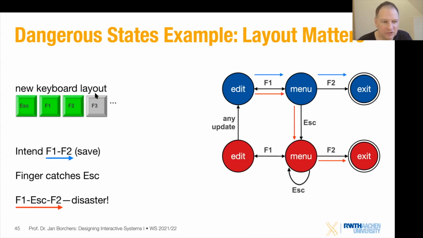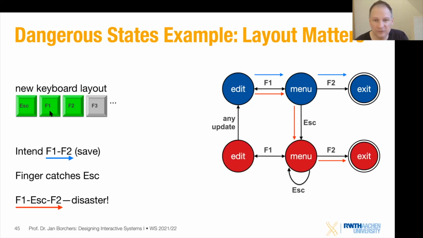But now comes the issue. The new keyboards, and that's probably what you have in front of you on your home laptop too, have the escape key right next to these function keys, right? And with that, we now end up with a dangerous system. Why? Because the sequence F1 to get into the menu state, escape to turn off the save flag, and F2 to exit the program are actually extremely close together.